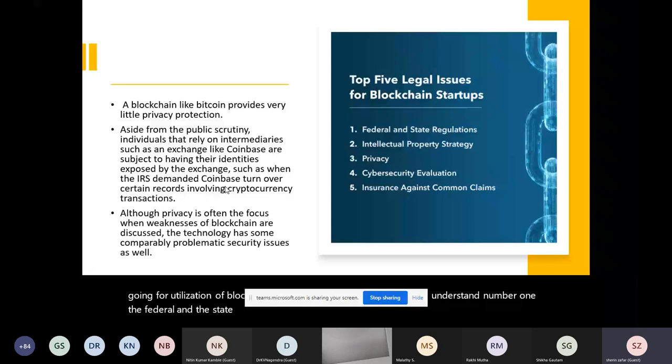Privacy is one of the most important issues. Cybersecurity evaluation and auditing is again a very important issue. And insurance against common claims is very important, because you can lose a huge amount of money if there is a kind of attack happening. So these things need to be specified before actually going for a blockchain startup.